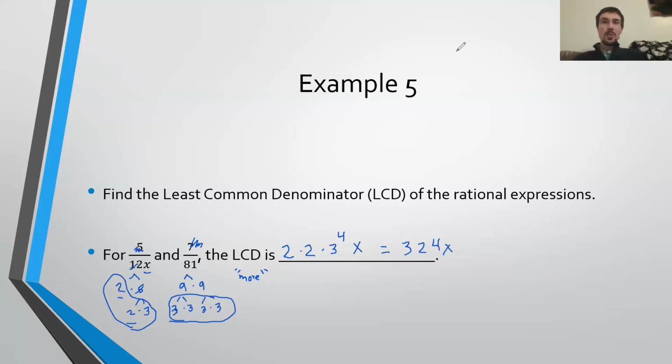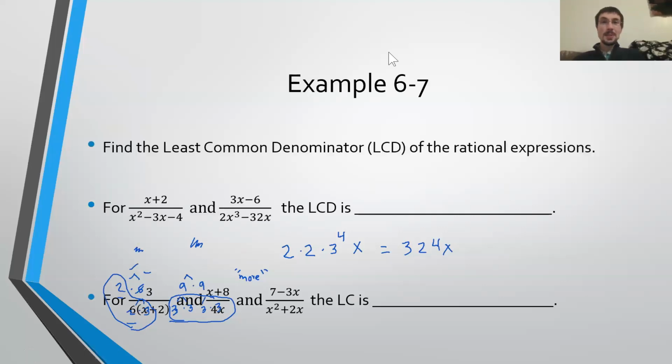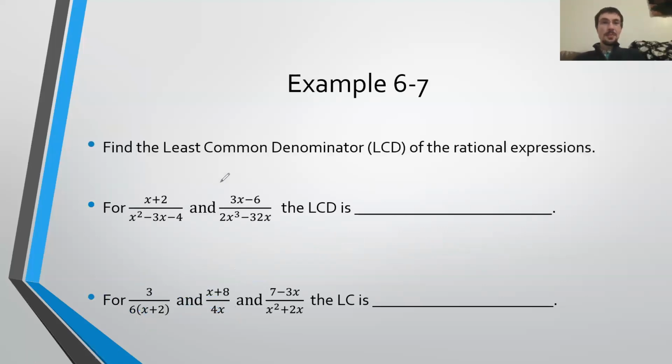Okay, we've got one more type of example on the next slide. Let's find the LCD of these rational expressions. You say, oh boy, these don't look the same. They're not factored. So the first thing we have to do is factor first. You can ignore the numerators when you are finding the least common denominator.